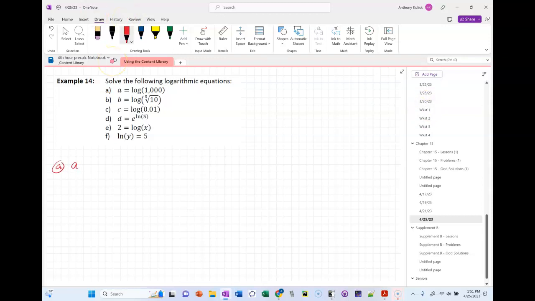All right. So it asks us here to solve. So a is equal to log of 1,000. First thing I'm going to do is identify the base of the logarithm since it's not written here. When we just write log with no base, what do we understand the base to be? 10.